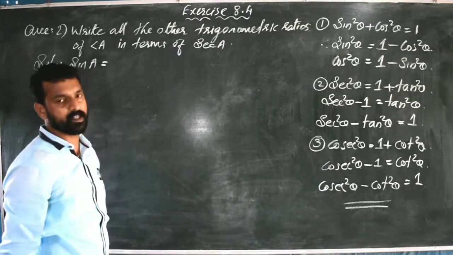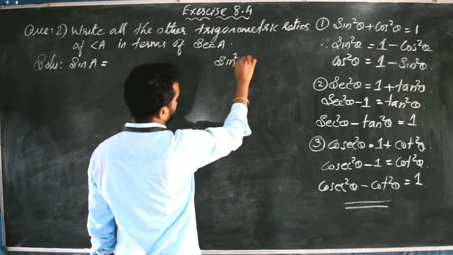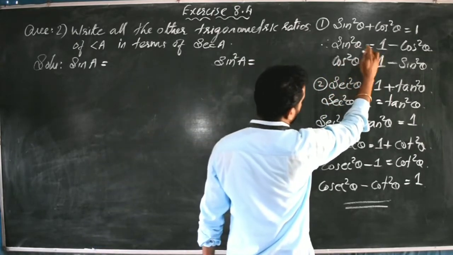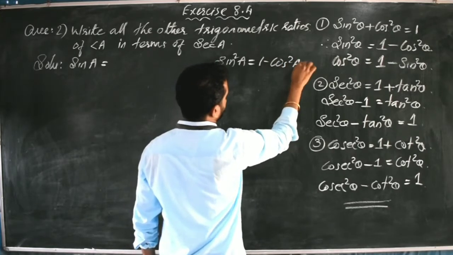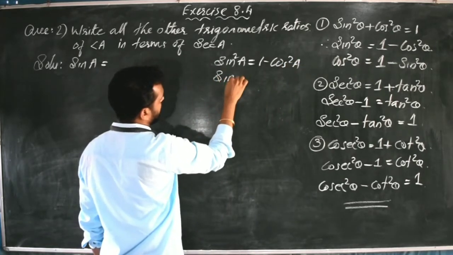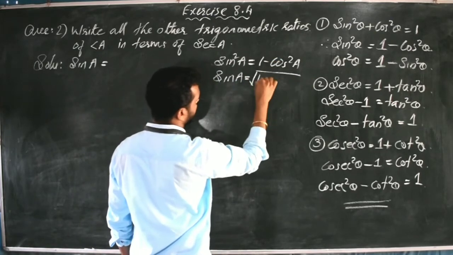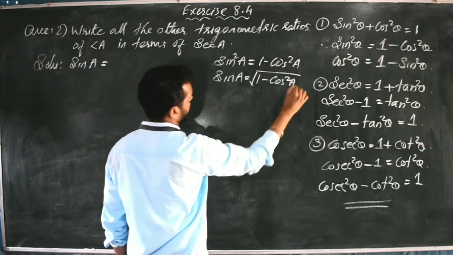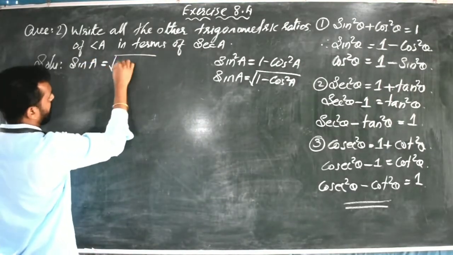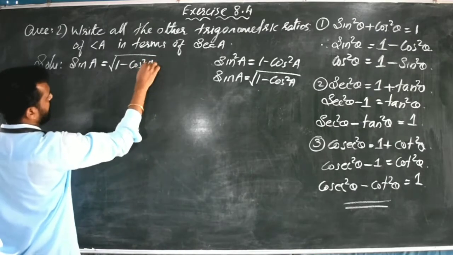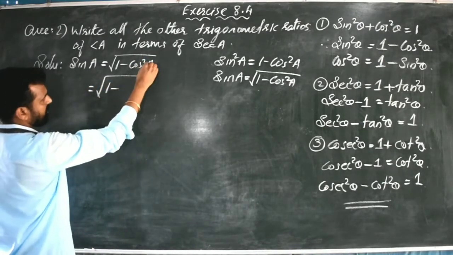How can we express it in terms of sec? We know the formula: sin square A is equal to, what is the formula? Sin square A is equal to 1 minus cos square A. Then sin A is equal to, what will it become? Square transposing to the other side, it will become square root of 1 minus cos square A. That we are going to write here in place of sin A: square root of 1 minus cos square A.